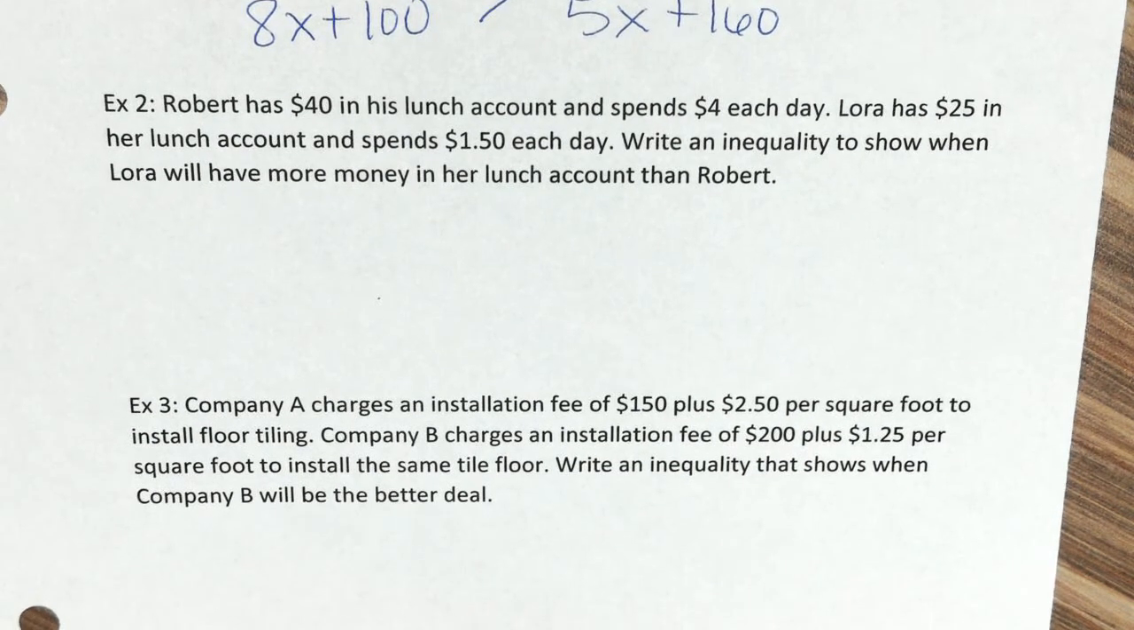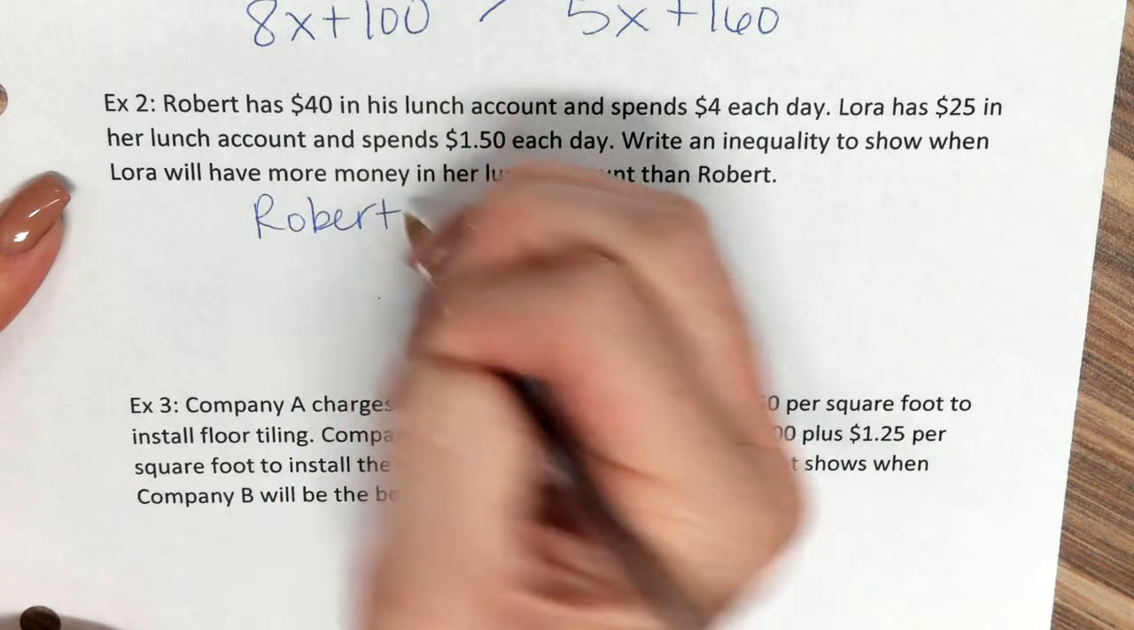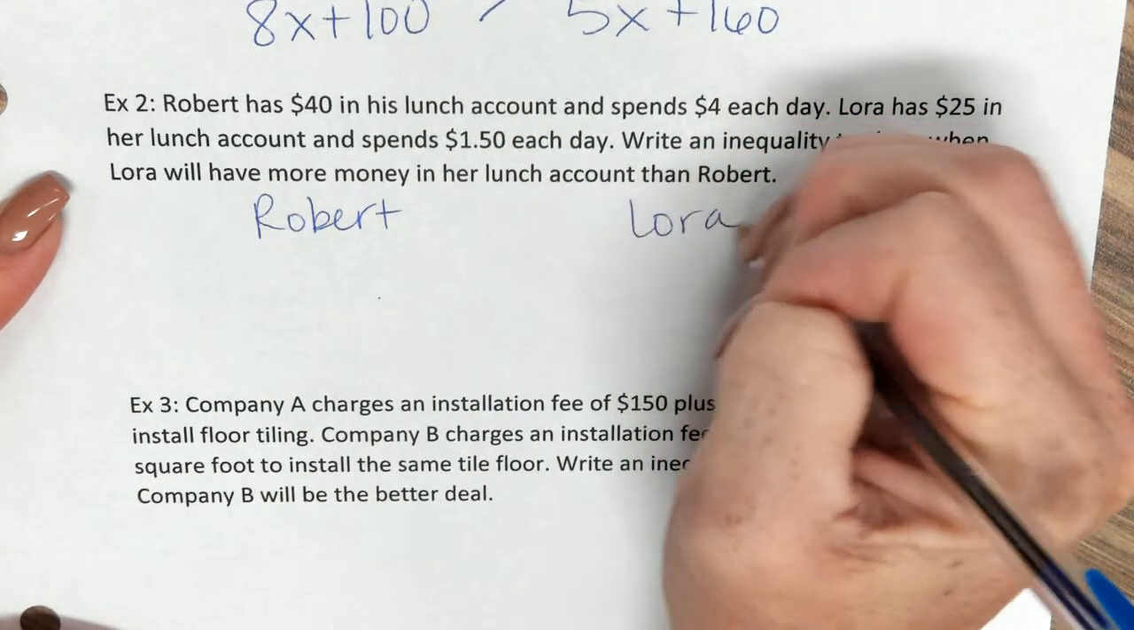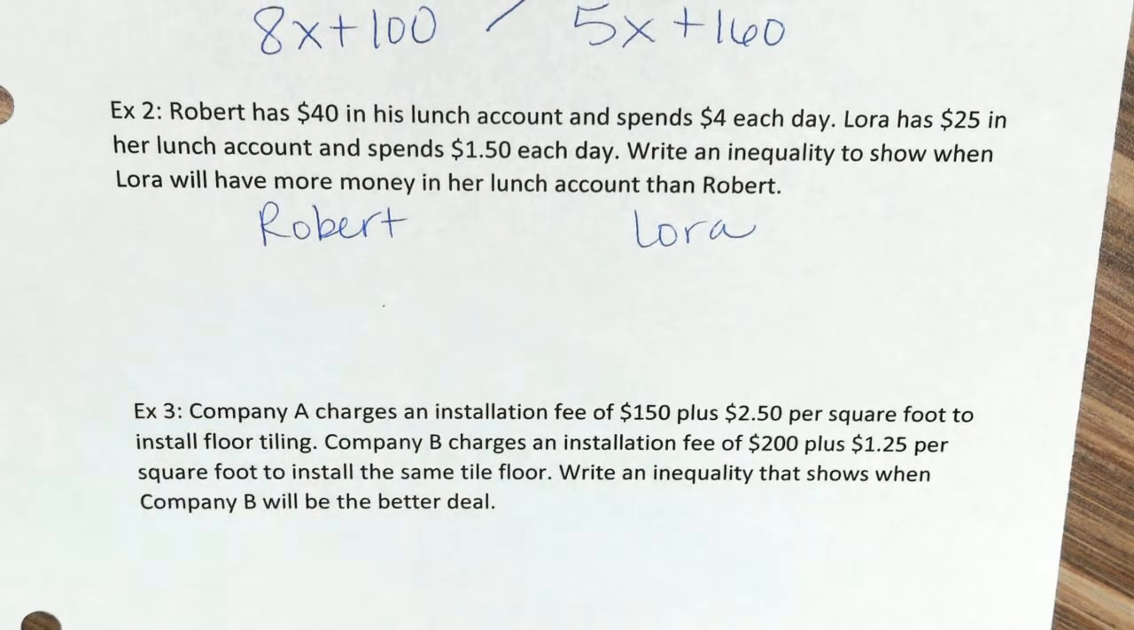Robert has $40 in his lunch account, and he spends $4 each day. Laura has $25 in her account and spends $1.50 each day. So stop. What am I comparing? But how am I going to label each side? Robert is one side. What's the other side? Laura. If I don't label, then I'm going to be confused when I go write my inequality sign. So when you're doing your work today, I have to see that you labeled.